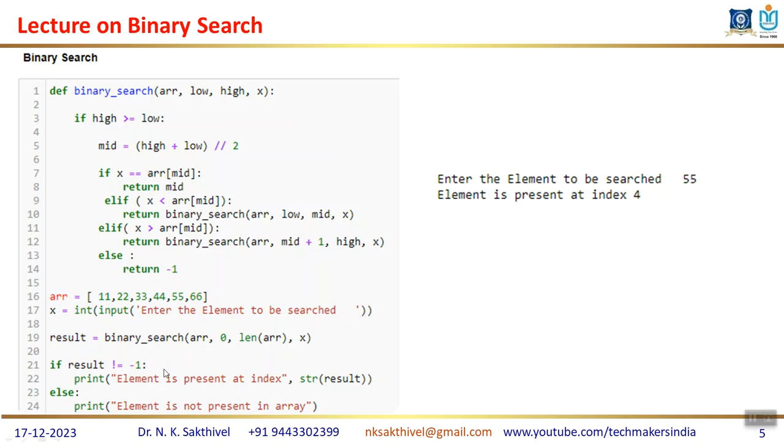With this, you can implement binary search, and this program has already been demonstrated running. It will ask which value you wanted to search. For example, 55. That is 0th position, 1st position, 2nd, 3rd, 4th. So 55 is available at the 4th position. See the result: at index 4, 55 exists, like that you will get the output. My dear participants, this is the concept of binary search.